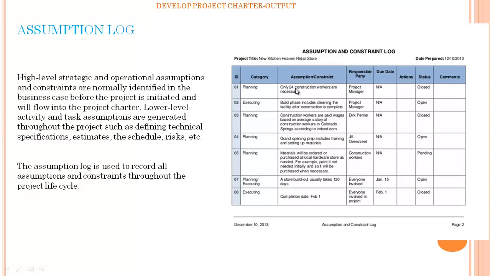This diagram represents an assumption and constraint log example. There is an ID. Each assumption log entry must have a unique ID. There is a category, assumption and constraint, who is responsible, due date, actions, status, and comments.